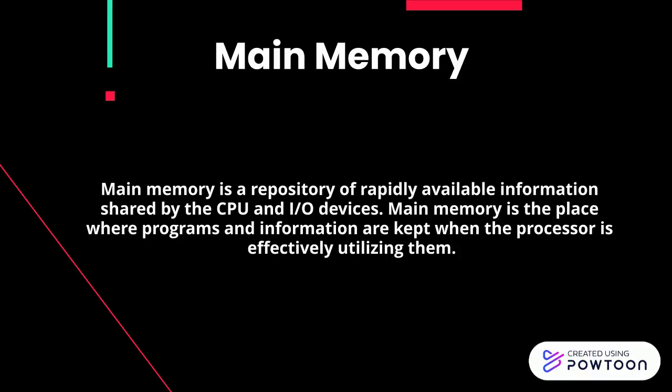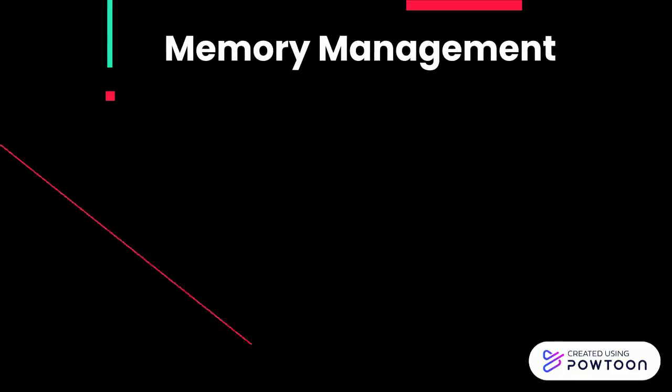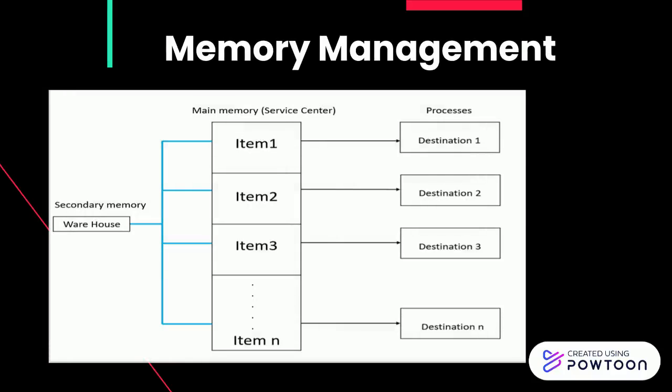Having understood the definition of main memory, now let us look at the same previous example. From the warehouse, that is the secondary memory, the items are sent to the service center, alias main memory, where different items to be dispatched to different destinations are allocated some space in the service center. Sending the items to a destination can be considered as a process. So this task of subdividing the service center space among different destined items is called memory management.